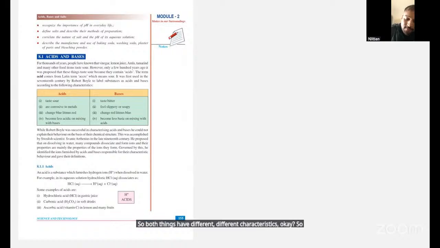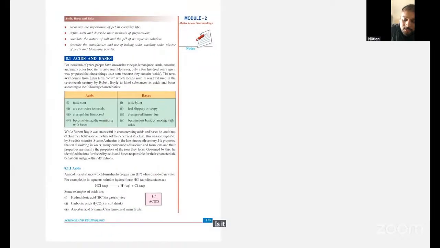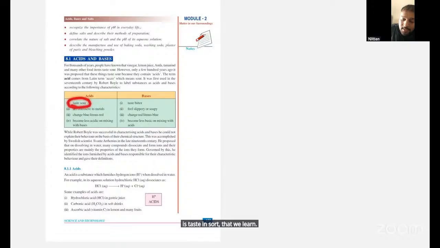Okay, can you see this page? Is it visible for you guys? So acids taste sour, that we learned. Bases are bitter in taste, correct. They are corrosive to metal. Corrosive to metals means when they react with metal, everyone please pay attention, they degrade the strength of the metal. This is the simple meaning.